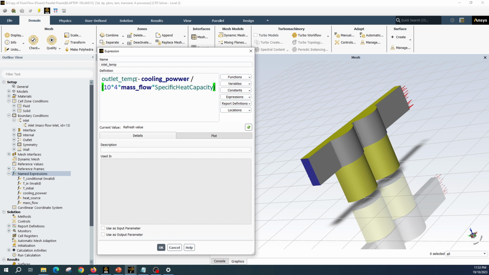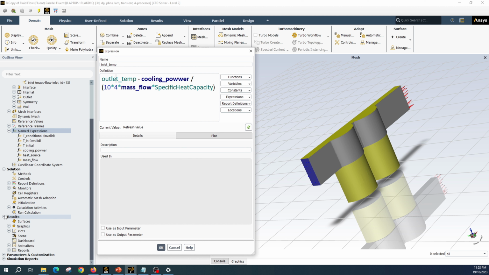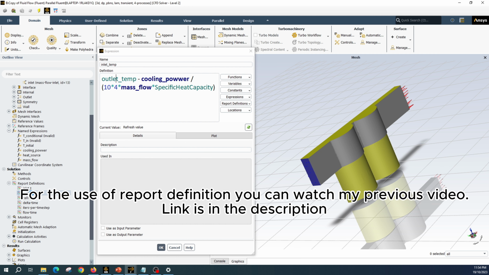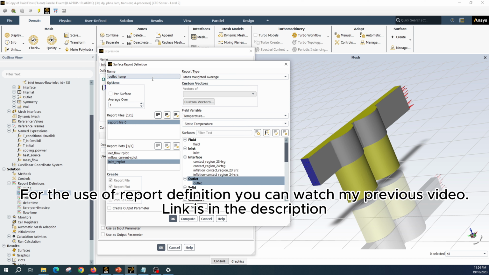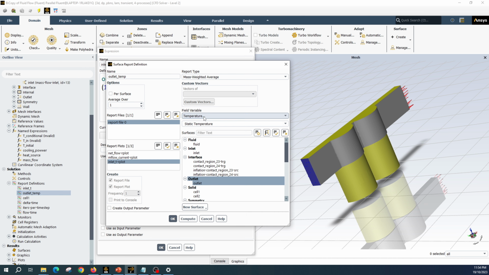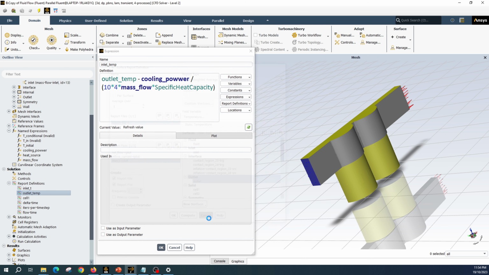Okay, first of all, outlet temperature. It recognizes outlet temperature. How? Because I have already defined outlet temperature in the report definition. If you go into outlet temperature, you can see I have already defined outlet temperature, mass weighted average, and temperature at the outlet. So outlet temperature we are already getting from the simulation, so you can use it directly. Cooling power I have just defined over here, 5 watt.